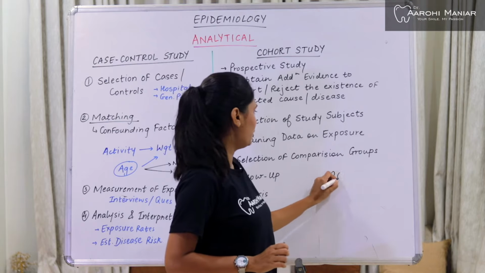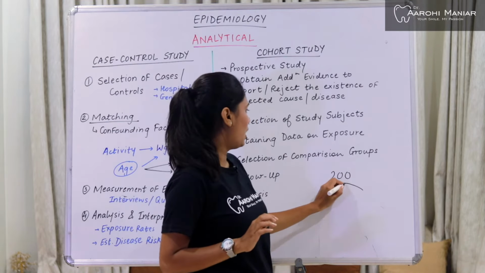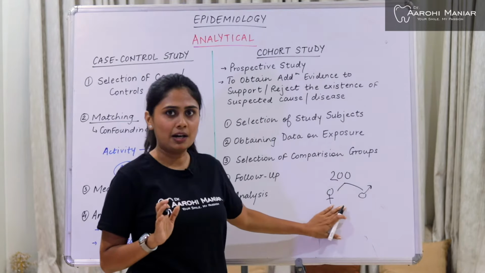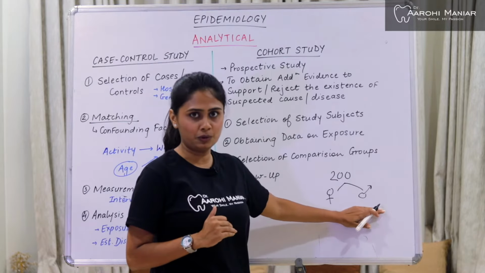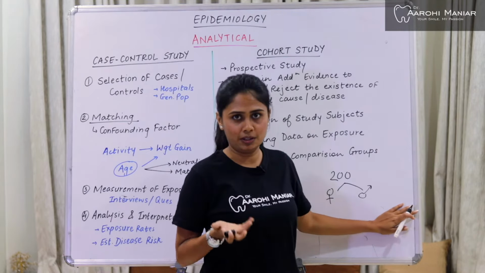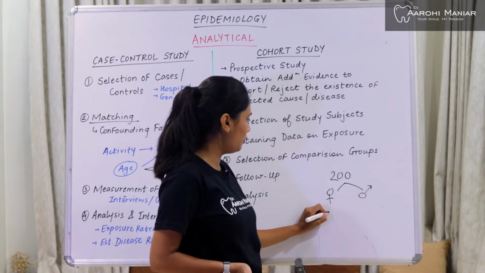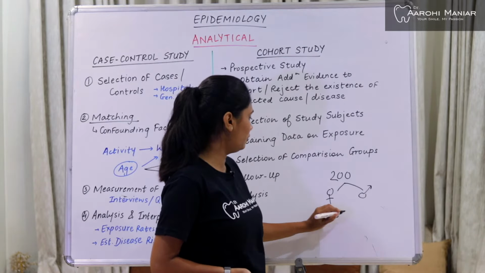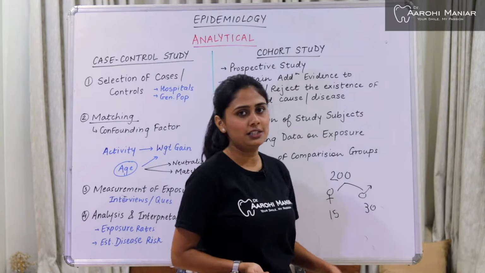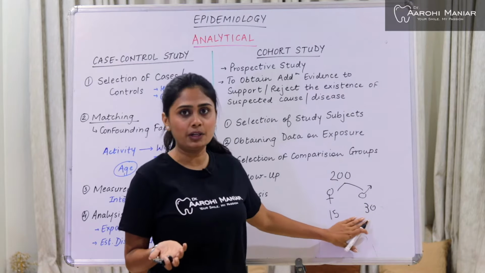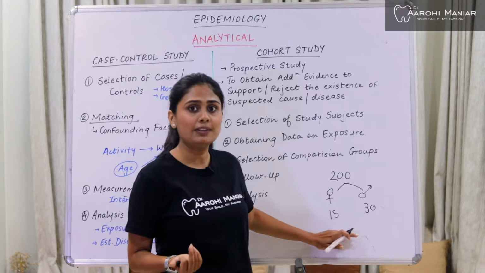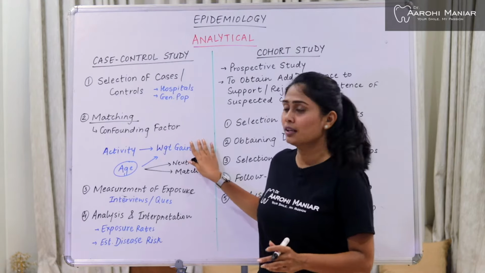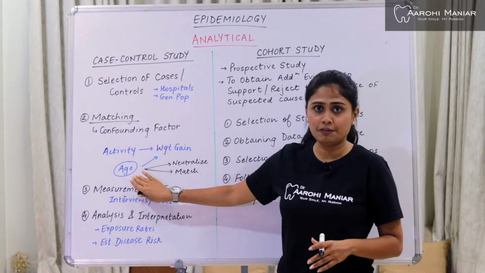If it is a population of 200 people, 100 are men and 100 are females. The activity of these two groups will be directly related to the weight gain. But if all the females are 15 years of age and all the males are 30 years of age, then age is a confounding factor. It is a very variable thing. I cannot compare two different genders of two different ages with a single dependent variable. If the age differs, the weight gain will differ.